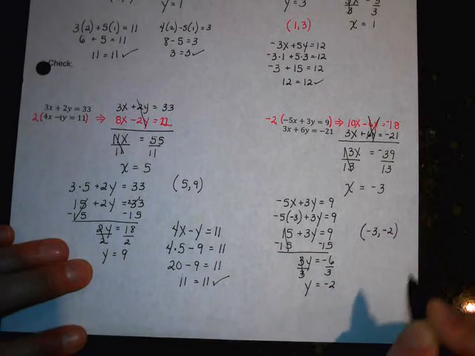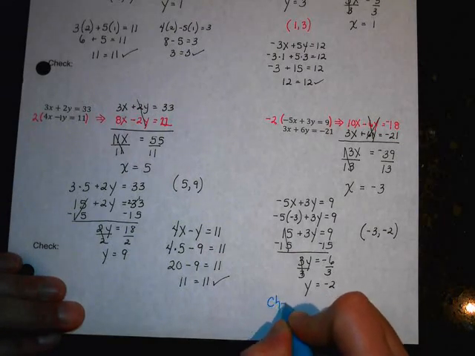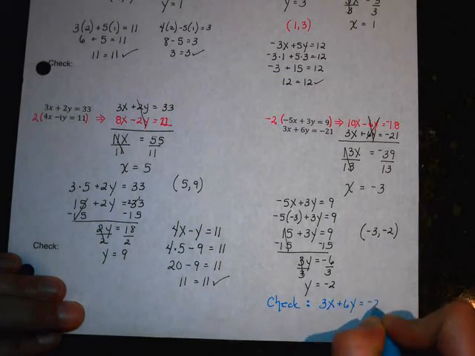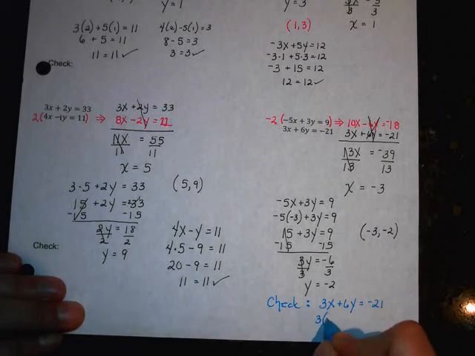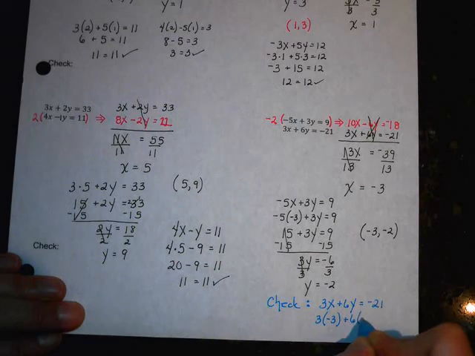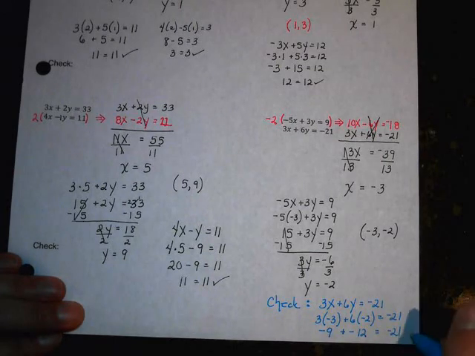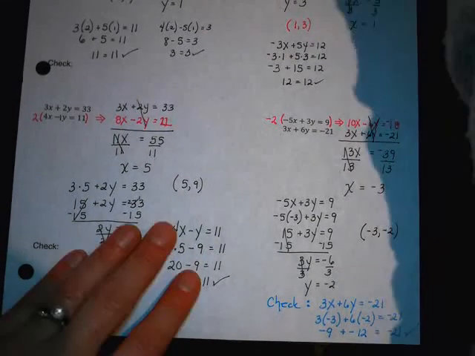So let's check it. So down here I'm going to do my check. I'm going to use the second equation, this 3x plus 6y equals -21 to check it. So when x is -3, y is -2, so I'll have -9 plus -12. Does that equal -21? Yeah, it does. So we did good. We did great. All right, let's try one more, and then we'll do a little review, okay?